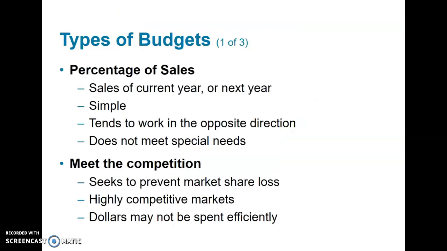There are several types of budgets that marketers can use. The percentage of sales method sets the budget as a certain percentage of this year's sales or what you're projecting your sales to be the following year. It's simple to use, which makes it a popular choice. The meet the competition type of budget sets a budget approximately equal to what the competitors are spending. This approach is used in highly competitive markets where you really have to spend what the competition does to keep your brand in front of the consumers, and it really seeks to prevent market share loss.